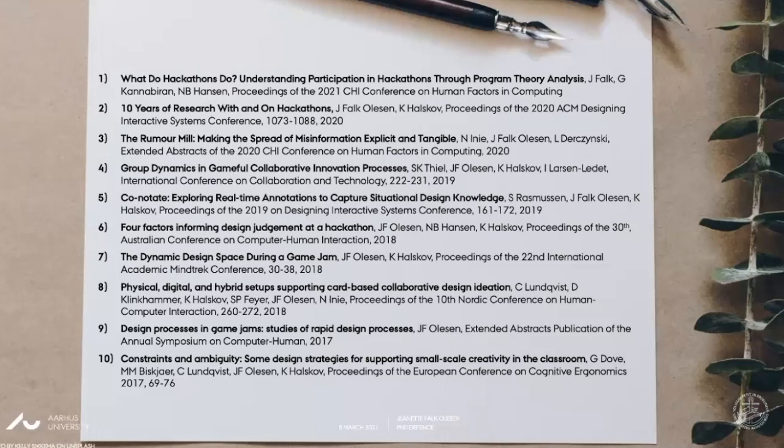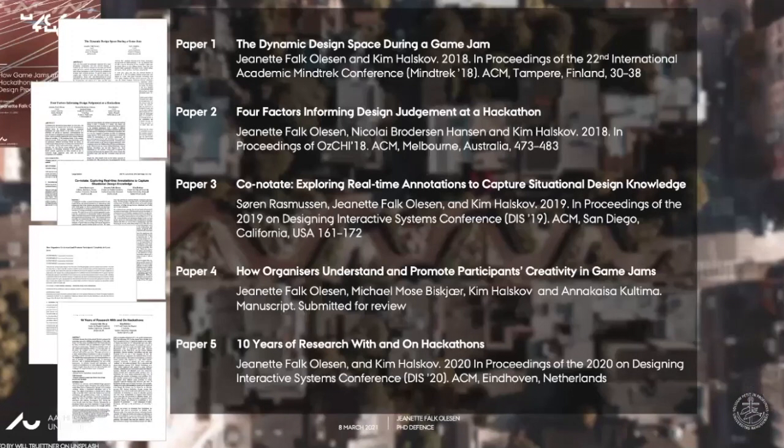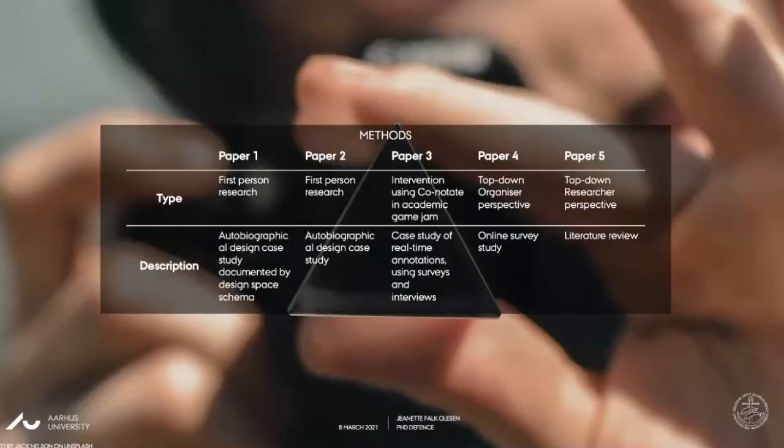So the PhD dissertation in itself consists of selected publications from my full publication list, as can be seen here. The dissertation consists of these 5 papers, 4 published and peer-reviewed, and 1 currently submitted for review. Paper 1 is called The Dynamic Design Space During a Game Jam and was published at the Academic Mindtrek Conference. Paper 2 is called The 4 Factors Informing Design Judgment at a Hackathon, published at OSCAI. Paper 3 is called Co-Notate, Exploring Real-Time Annotations to Capture Situational Design Knowledge, which was published at DIS. Paper 4 is called How Organizers Understand and Promote Participants' Creativity in Game Jams, and this is the one submitted for review. Paper 5 is called 10 Years of Research with and on Hackathons, published in DIS.